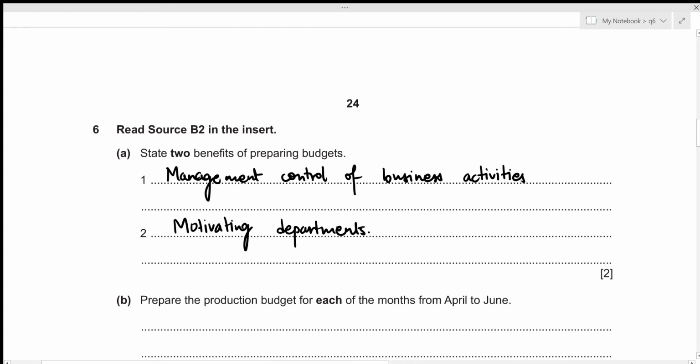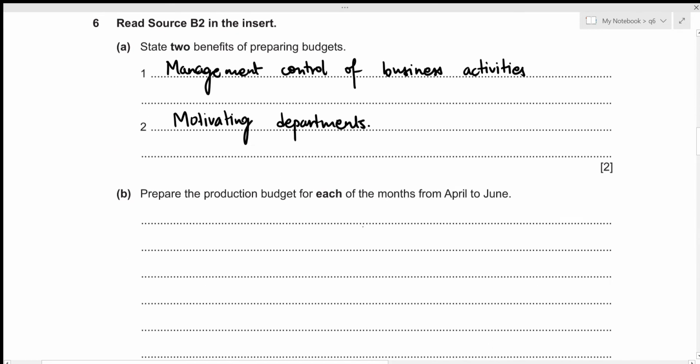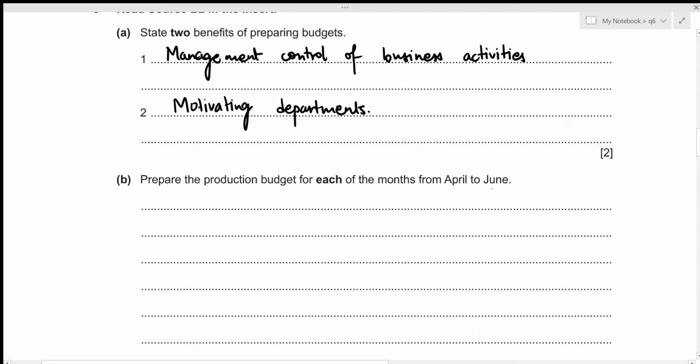We can now move towards the second one. We now need to prepare the production budget for each of the months from April to June. So that is just going to be for April, May, and June. Since we are talking about production budget, we just need to figure out the total number of units to be produced for each of the months of April, May, and June. We have the information regarding closing inventory, which means that we automatically have the information regarding opening inventory, and we are given the number of units to be sold each month. So our budget would look like this.